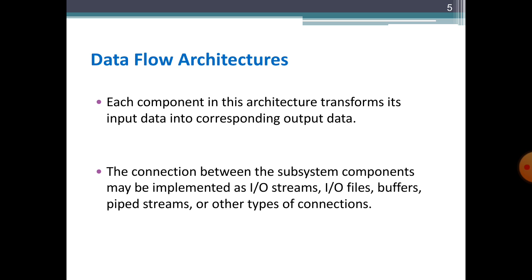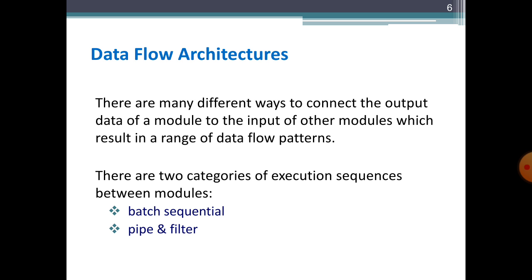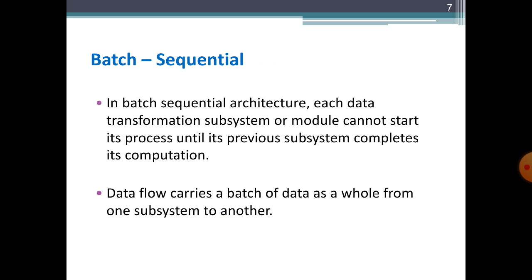So basically in this data flow architecture, there are two categories of execution sequences between modules. The first one is batch sequential, and the other one is pipe and filter, which is a non-sequential pipeline module. Students, these are the two basic categories of data flow architecture: batch sequential and pipe and filter. We will now cover these two in more detail, so that you can get a better idea about these two data flow architecture patterns.